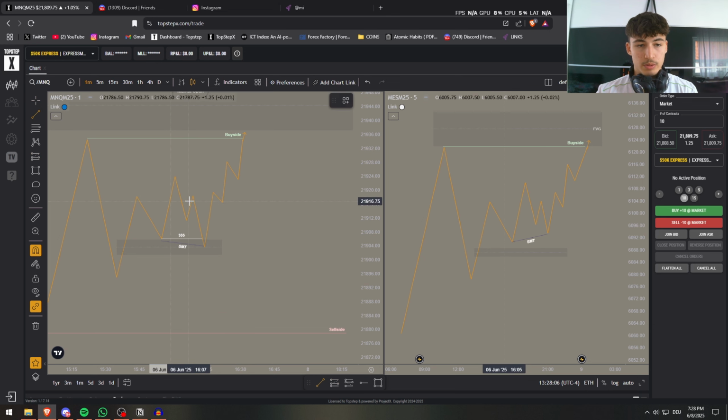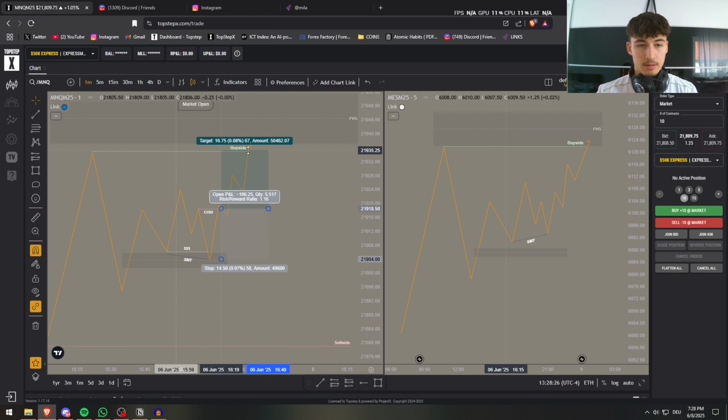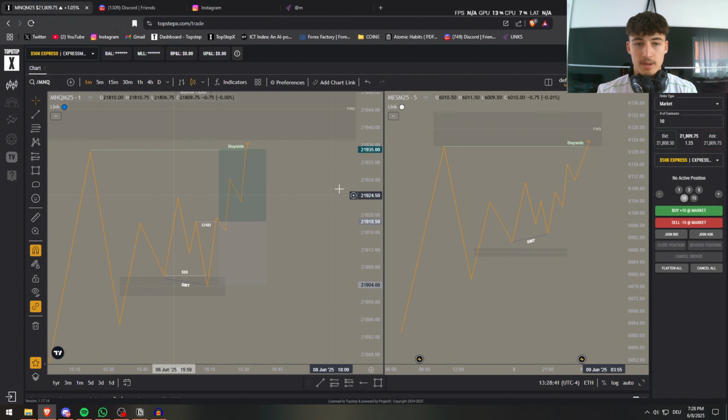So here we would have the change in state of delivery because that's the last manipulation leg before the liquidity sweep. Boom, change in state of delivery. Wait for price to come back into it again. Stops under the recent swing low and target the buy side level. Something like this. So my higher time frame model should be played out on a lower time frame for a retracement to then catch a continuation to the higher time frame bias.